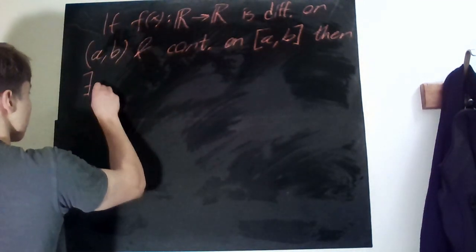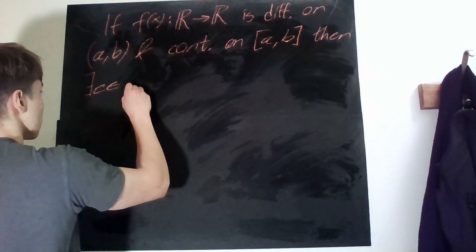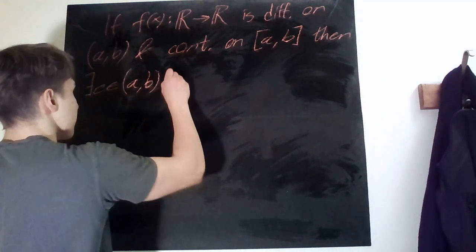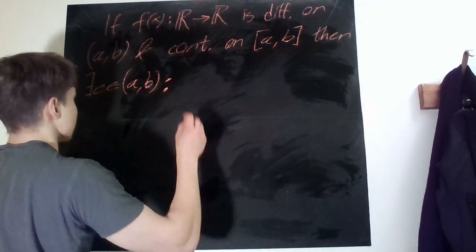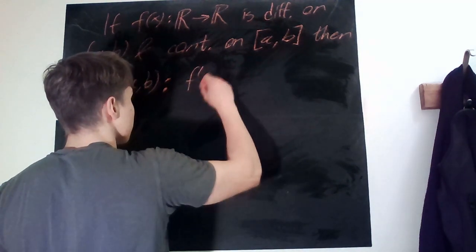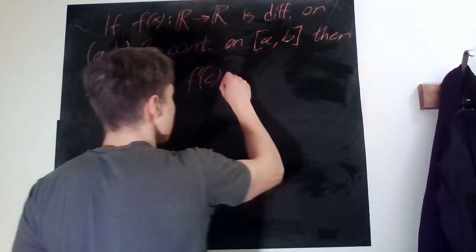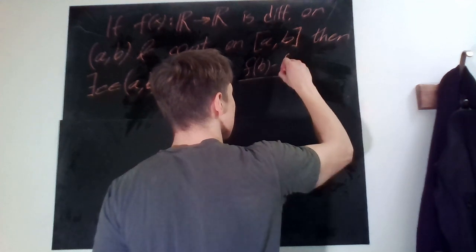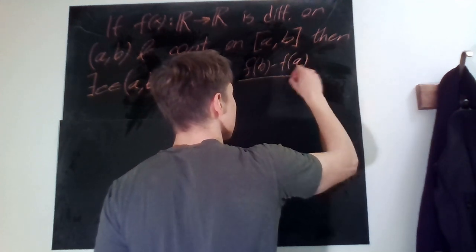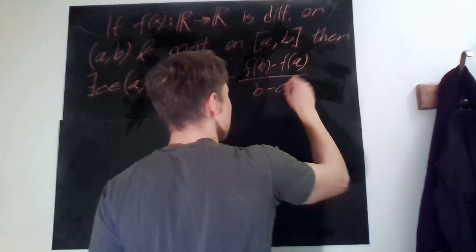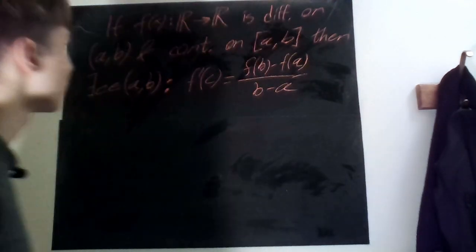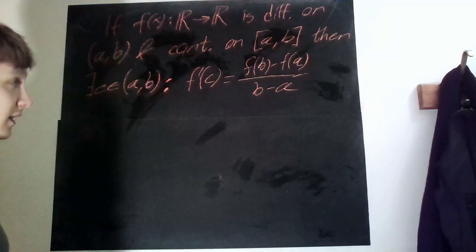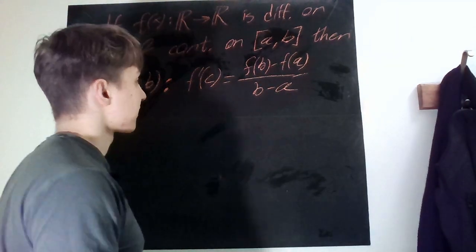there exists a c within the open interval a to b such that f prime of c is equal to f of b minus f of a over b minus a for any pair a and b which are not the same, obviously. Yes, that is the mean value theorem.